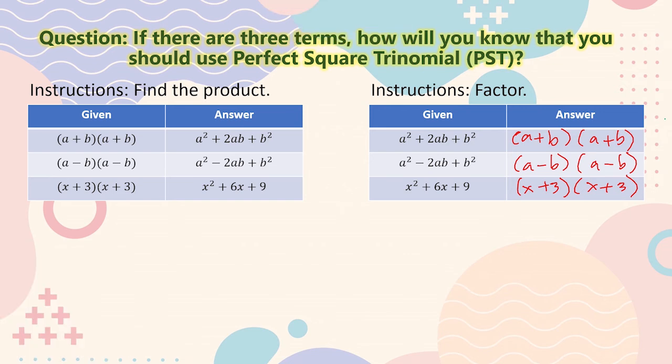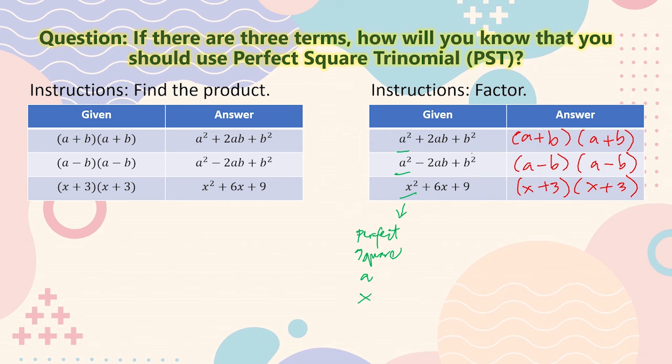I hope you were able to figure out the pattern. For now, let's discuss what's the pattern on how do we determine whether it is factorable using PST. So first, they're all trinomial. Second, the first terms, these are all perfect squares. If you try to get its square root, what's the square root of a squared? That's an a. And the square root of an x squared is x.